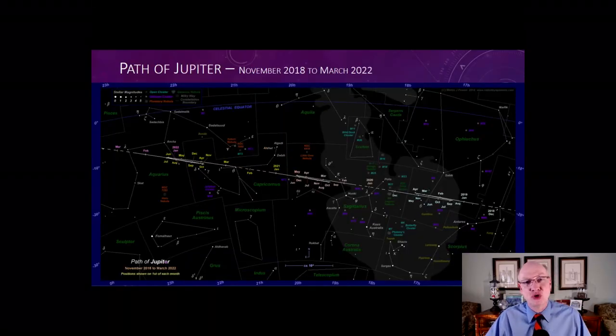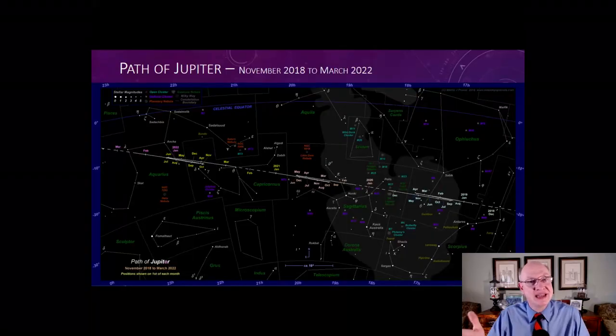This is the path of Jupiter from November 2018 to March 2022. You can see that every year Jupiter spends a time going backwards and then stopping and going forwards again, and then stopping, going backwards and going forward again, and then stopping, going backwards and going forward again. You'll notice based on the dates here, April, May, June, that Jupiter does this every year. As I said, we see that because we are traveling faster than Jupiter is, so it looks to us like Jupiter is moving backwards.